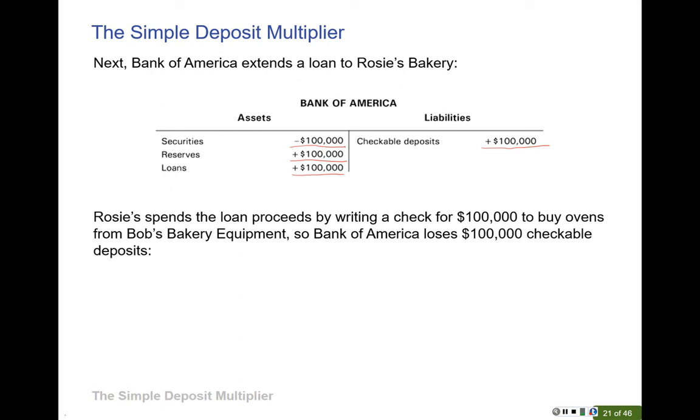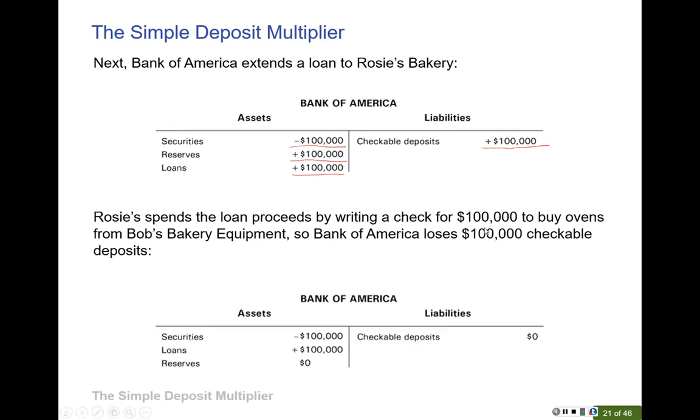Once Low Seed writes this check to pay for the equipment, what happens to the Bank of America account? The checkable deposit will decline by $100,000 because the bakery equipment seller is going to deposit the check in another bank. And because the deposit declined by $100,000, the reserve will reduce by the same amount. That's what we learned previously: anything that happens to the checkable deposit, the reserve will change by the same amount. So both the reserve and the checkable deposit declined by $100,000 to 0.